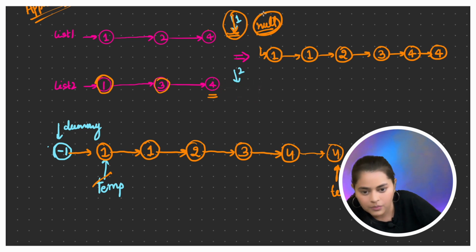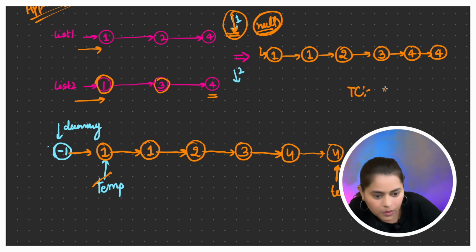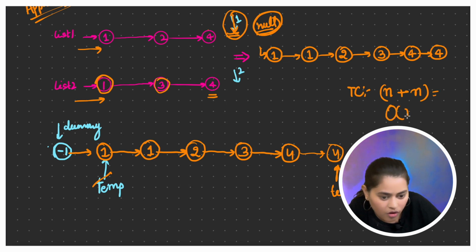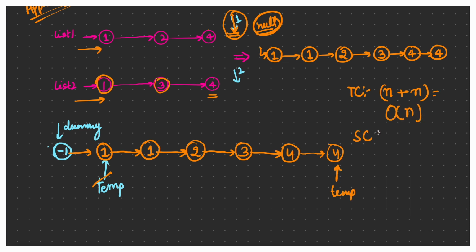Now what will be the time complexity for this approach? If you see what we are doing, in the worst case we can traverse the whole list 1 and the whole list 2, right? Let's say the number of nodes in list 1 in the worst case can be n, and the number of nodes in list 2 in the worst case can be n. So what will be the time complexity? n for traversing list 1, n for traversing list 2, right? So the time complexity will be O of n. What will be the space complexity?